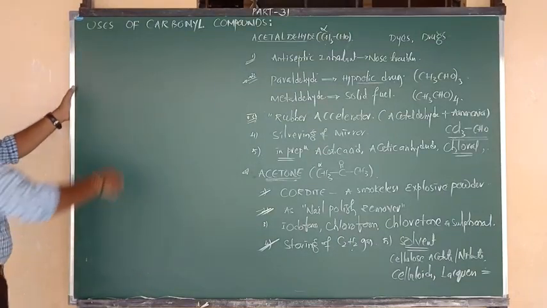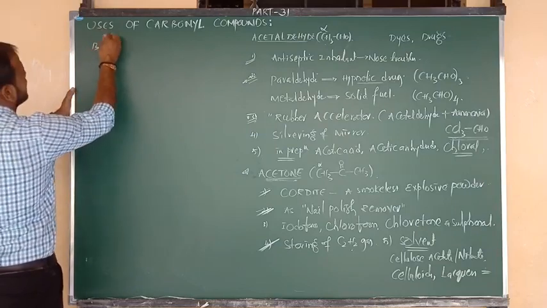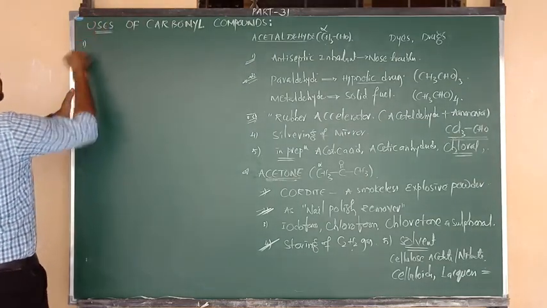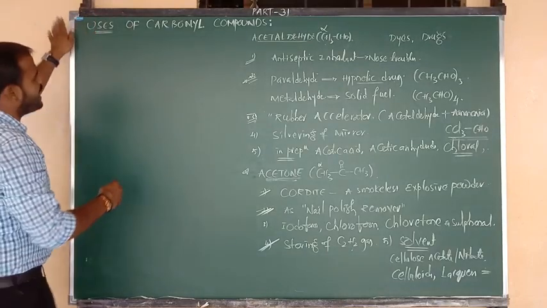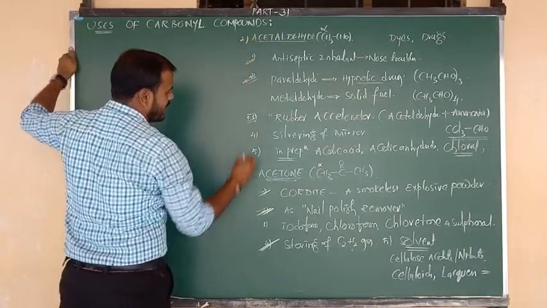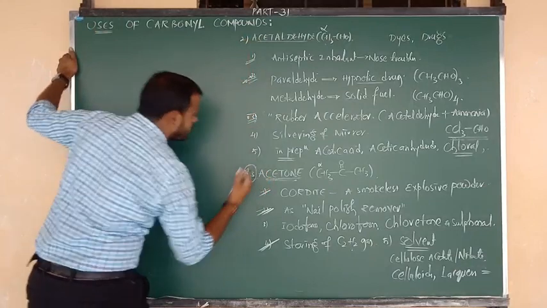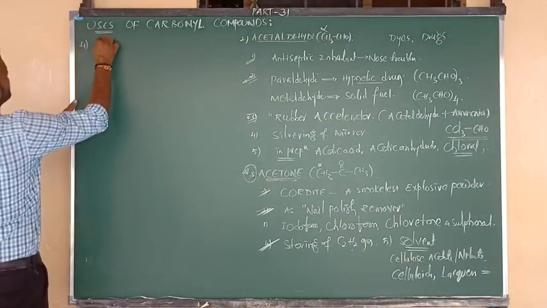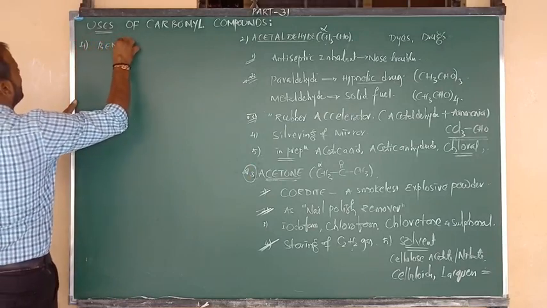Okay beta? Yes, here I am going to consider the uses of carbonyl compounds. Four compounds I am going to discuss now. What is the first compound? Formaldehyde, and the second compound is acetaldehyde, and the third compound is acetone, and the fourth and last one is benzaldehyde.